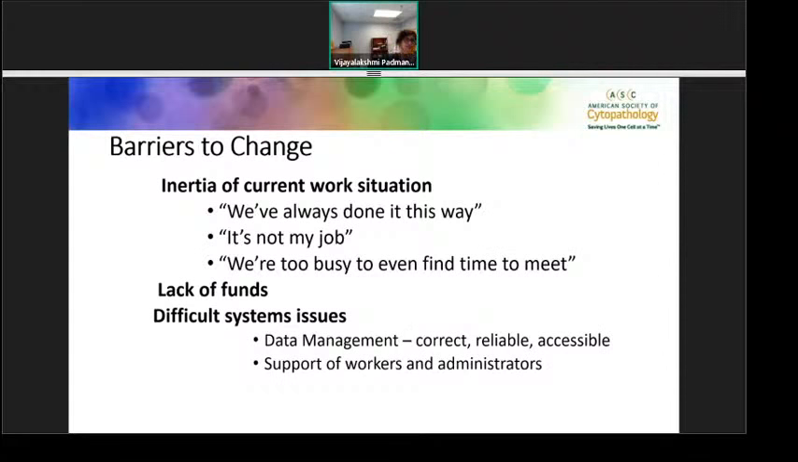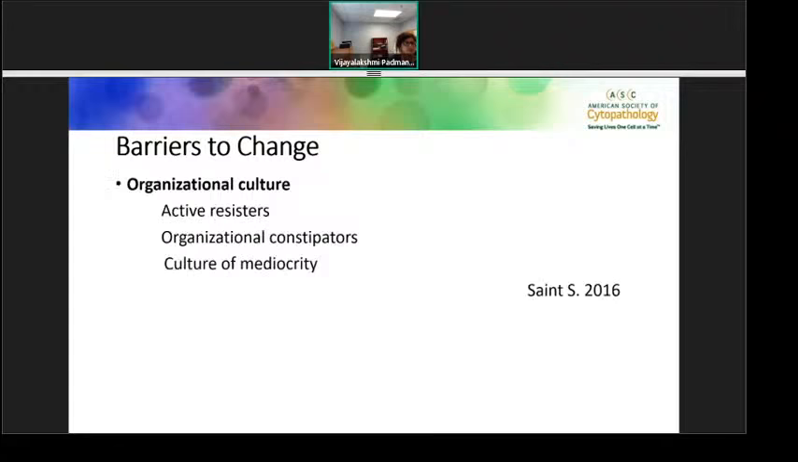But there are going to be barriers to change. There's always going to be, we've done it this way. This is not my job. We're too busy. I don't have any funds. QI generally doesn't need too much in terms of funding for these kind of small projects. But there are lots of challenges when it comes to QI also, because you really need your frontline people to be a part of your team. That means if you're taking somebody out, someone else has to cover. So that's time, and you have to get buy-in from your administrators. Data management is always going to be a bit of an issue. And also, how do you get the data from EMS? That could be a potential issue. So there are some barriers to change.